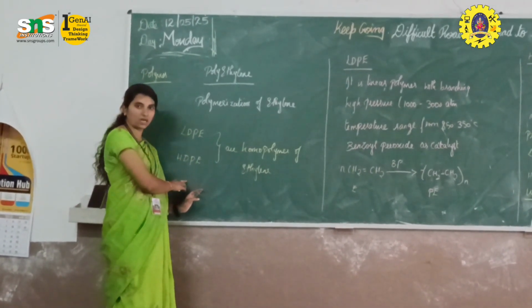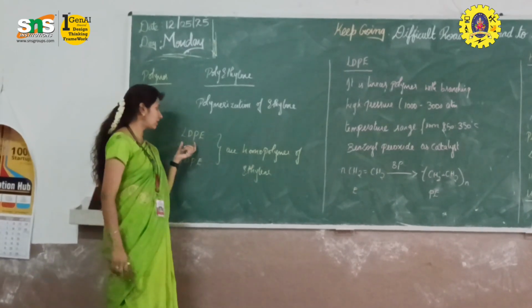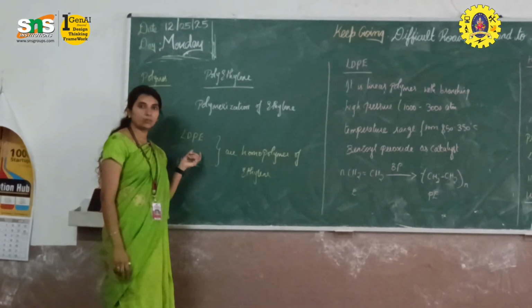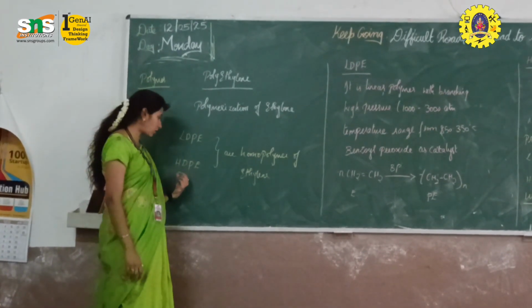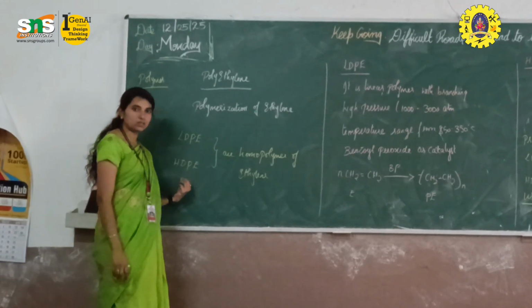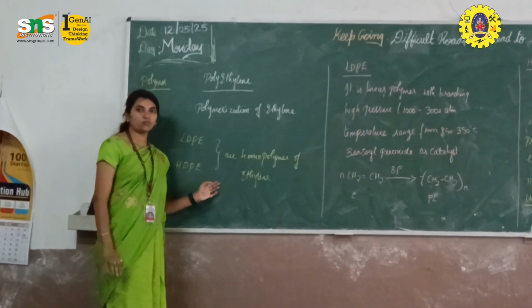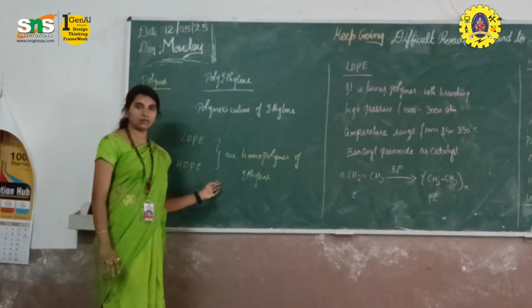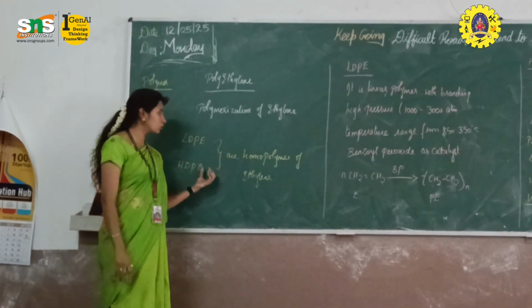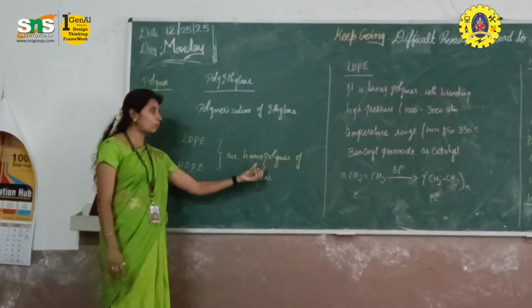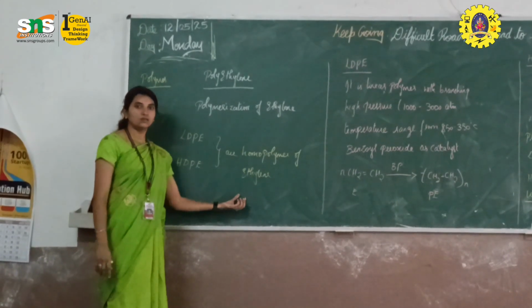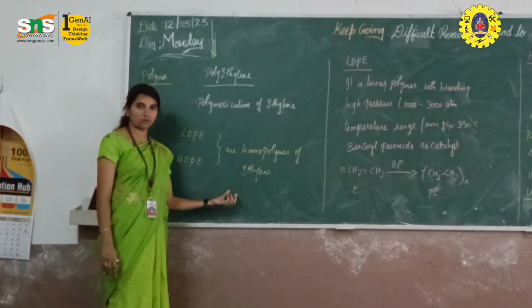And the another one is HDPE. Here, one is considered as a low density polyethylene, and the other is considered as a high density polyethylene, which is based on the compositions of polymers under the pressure and the temperature. And these two polymers are called homopolymers of ethylene. This is the basic homopolymer of ethylene.